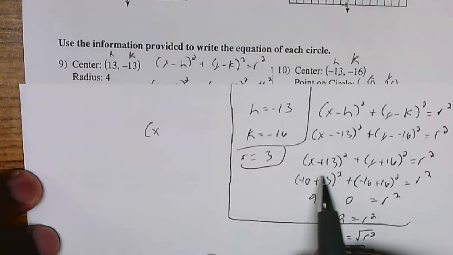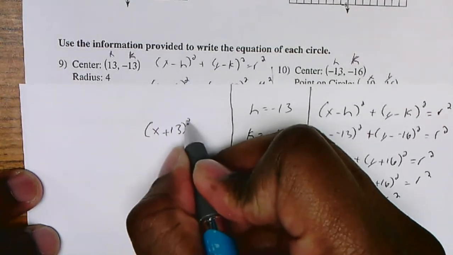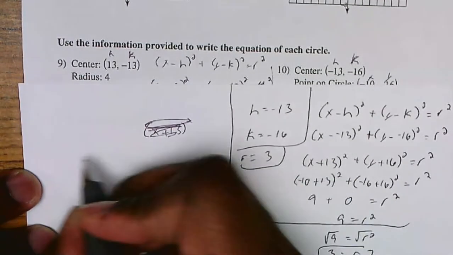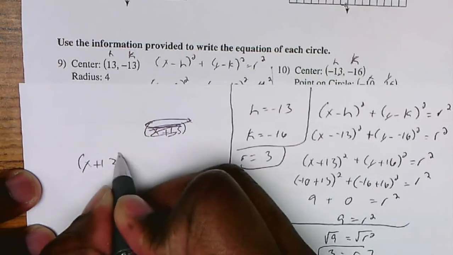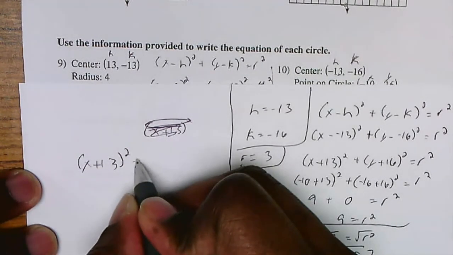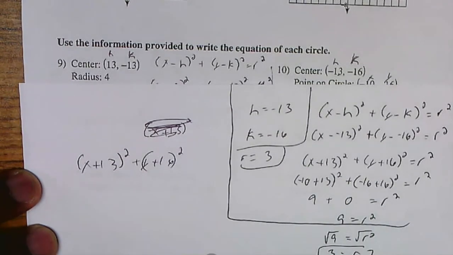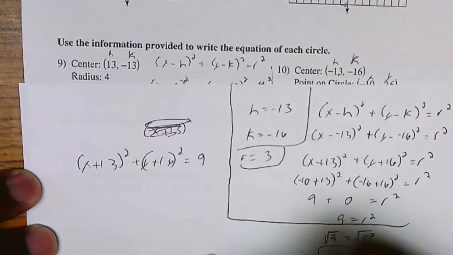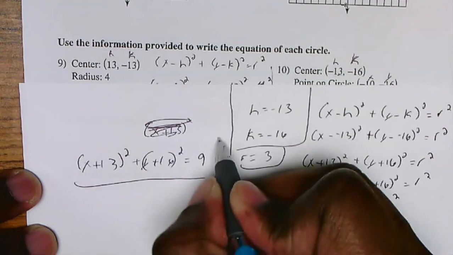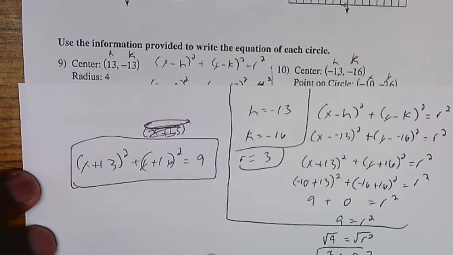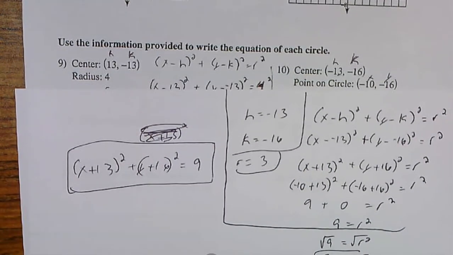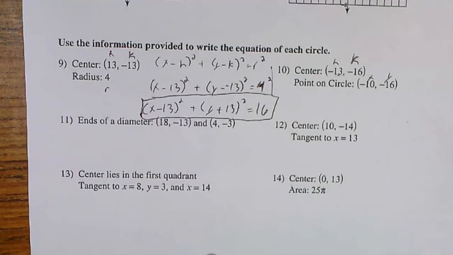So the equation for number 10 is (x plus 13) squared plus (y plus 16) squared equals 3 squared, which is 9. So that's the answer for the equation if I gave you a center and a point on the circle. I'll give you another one a lot like it.